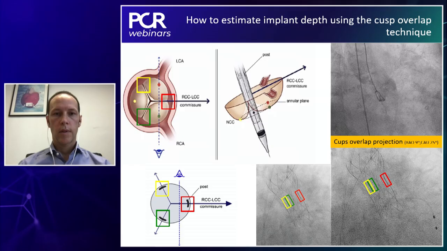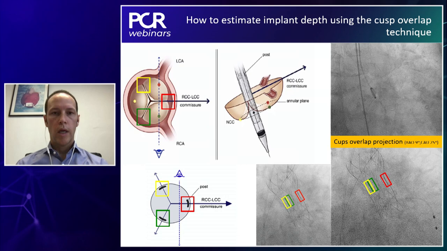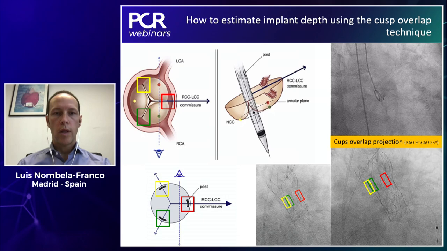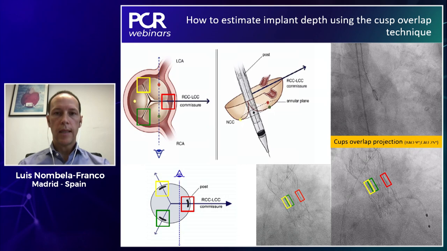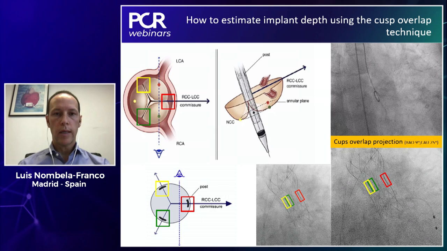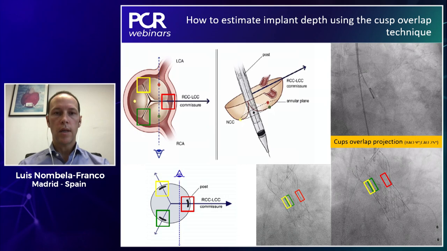Yes. So here in the picture, you can see that in the cusp overlap view, we aim to see the left and the right in the same plane. So we are watching overlap this sinus, and we are leaving at the left part of the screen the non-coronary cusp. So here also, you can use this view to adjust your valve orientation.